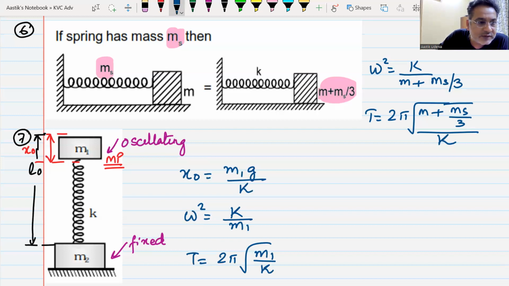But sometimes you might have what? Two blocks attached to a spring, and both the blocks can oscillate up and down, like this. Then what happens?